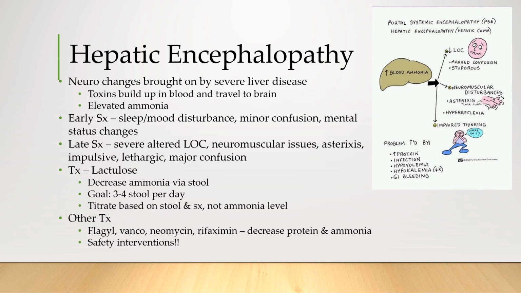Other treatments you'll see will be aspects of decreasing protein and ammonia. So we can use vancomycin. You might want to look up those labs on vancomycin. We can use Flagyl, which is another pretty good antibiotic, and safety interventions: fall precautions, side rails up, 2 or 3 side rails, constant orientation, possibly a sitter. I've had family members take shifts. If that's hospital policy and is okay with that, go right ahead.